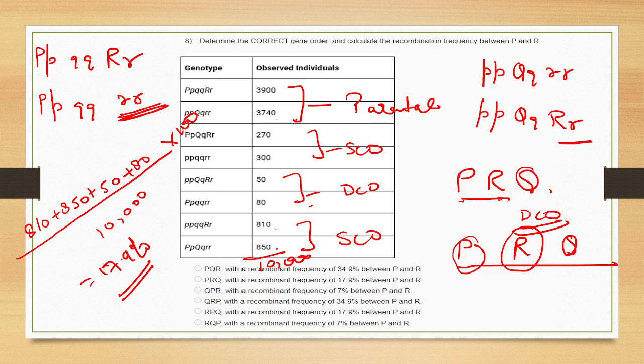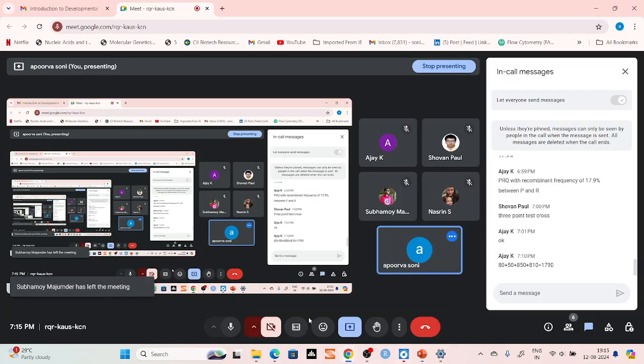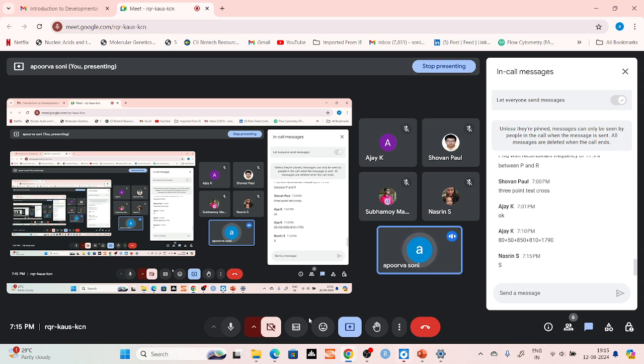Okay, I hope it is clear to you. Is it clear to everybody, this question? Because it is an important concept which is frequently asked in your competitions. That's why I'm putting more stress on this.